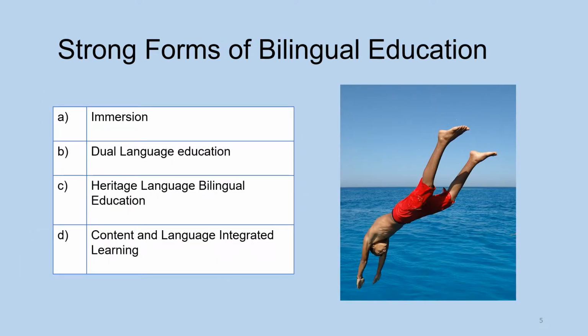In particular, in this short introduction, we will look at some strong forms of bilingual education, namely immersion, dual language education, heritage language programs, and content and language integrated learning. We will also briefly consider a weak form of bilingual education, submersion, since it's very common in many countries where we find immigration. Learning a language is a bit like jumping into deep water. You need to learn to swim very quickly so that you can understand what people say and that you can interact with them.